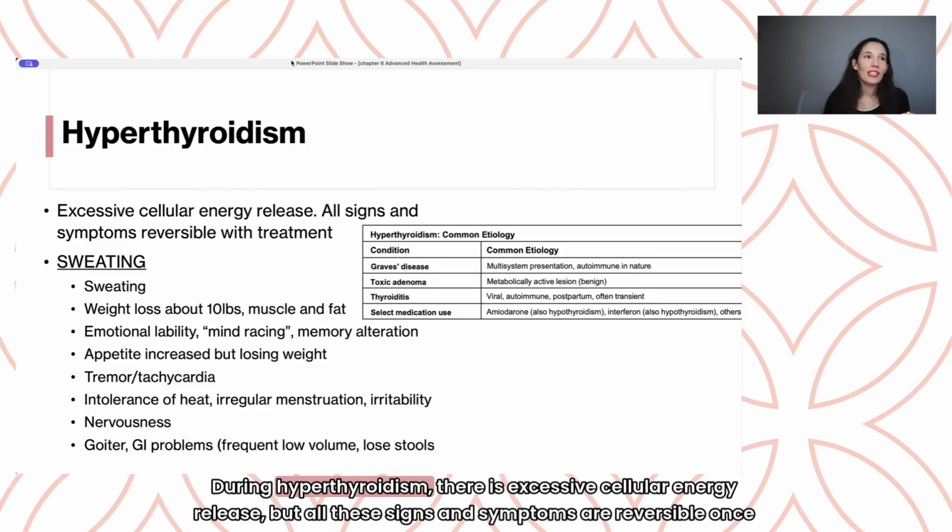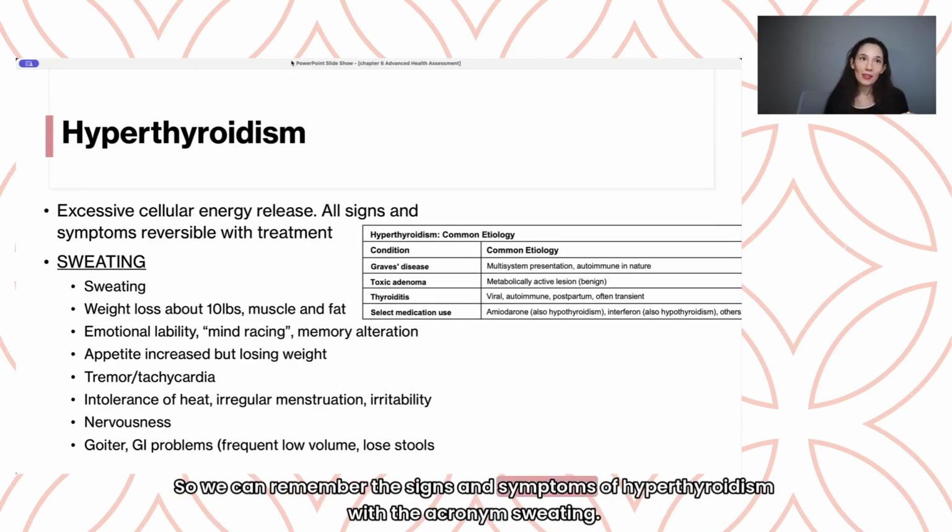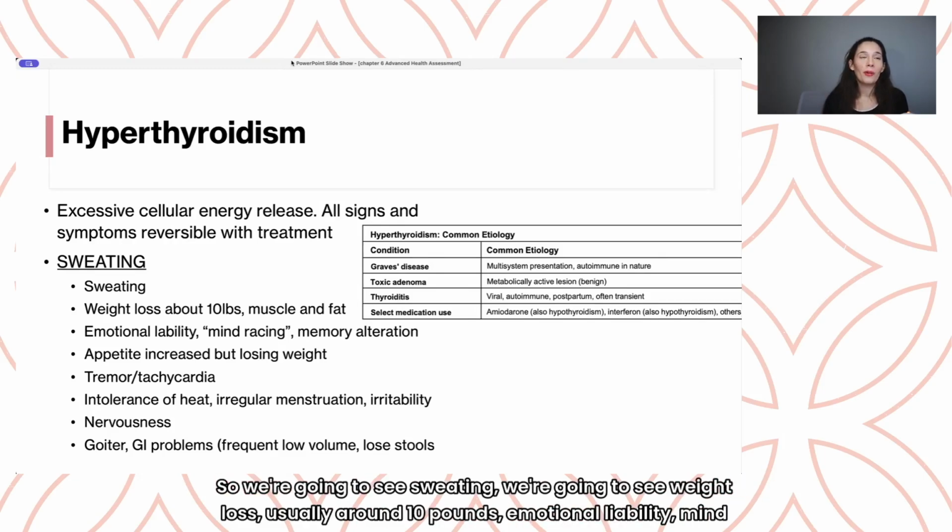During hyperthyroidism, there is excessive cellular energy release, but all these signs and symptoms are reversible once they get the right treatment. So we can remember the signs and symptoms of hyperthyroidism with the acronym SWEATING. So we're going to see sweating.